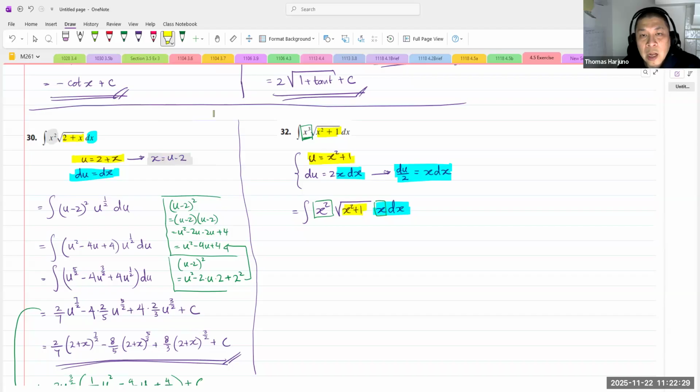So what happened to that x squared, Thomas? Well, that x squared, we need to modify it from our u. x squared equals u minus 1. Now we do substitution: the integral of u minus 1, u to the 1 half, du over 2. Take the 1 half out. I distribute u minus 1.